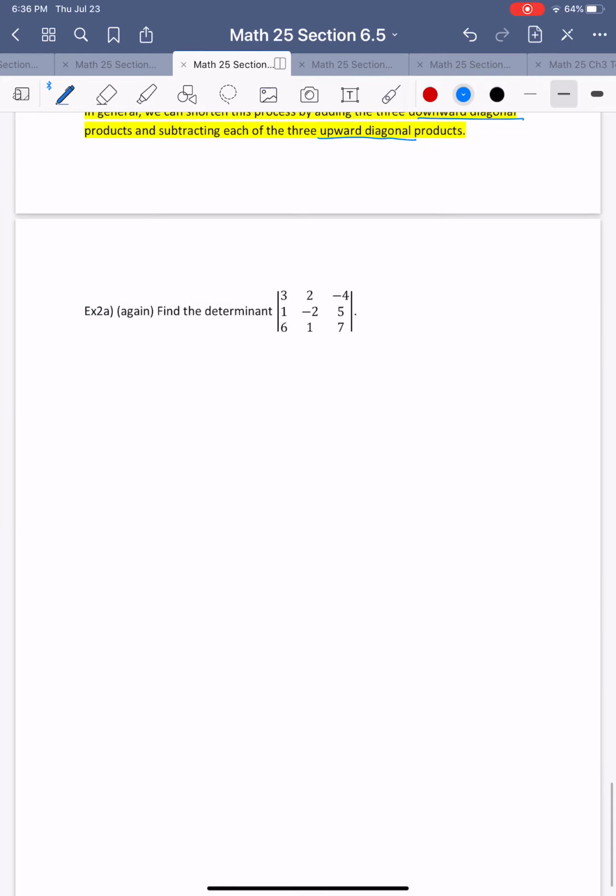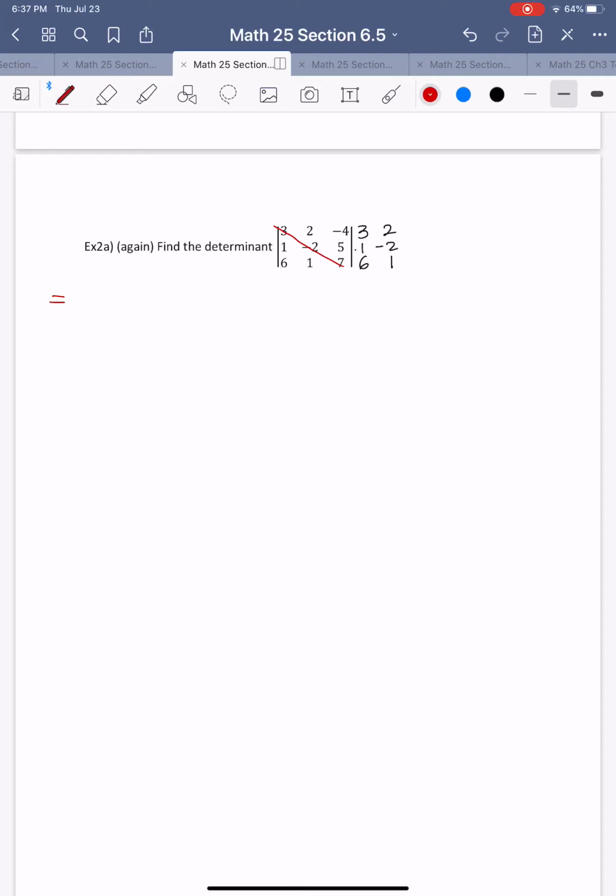So what I do is I'm going to make a diagonal downward, which is 3 times -2 times 6, which is -36. And then I'm going to multiply 2 times 5 times 6, which is 60. And then multiply this, -4 times 1 is -4. And then subtract. And then I'm going to multiply upwards from the 6. So 6 times -2 times 4 is -48. And then I'm going to multiply 1 times 5 times 3, which is 15. And then multiply 7 times 1 times 2 is 14. And then just simplify.